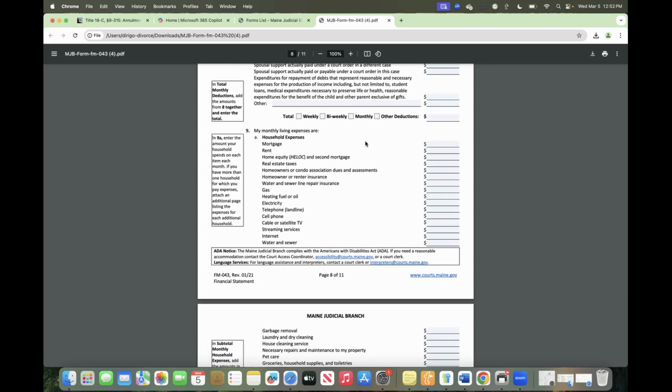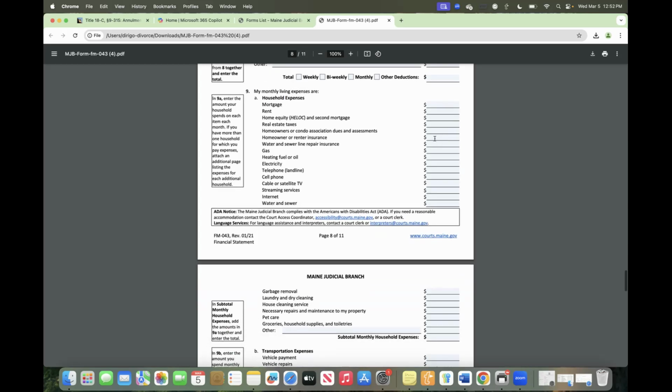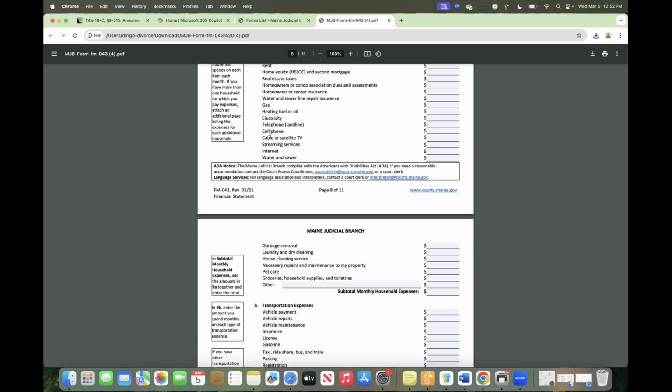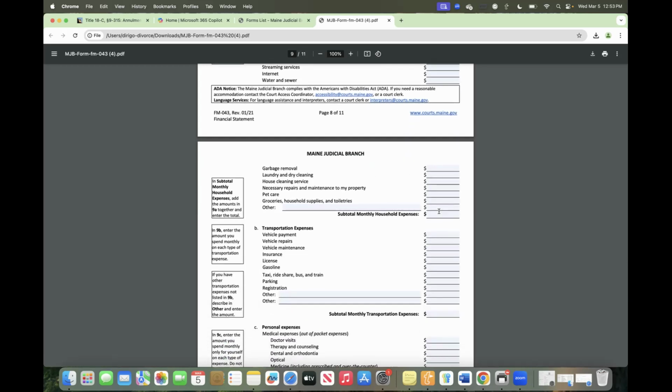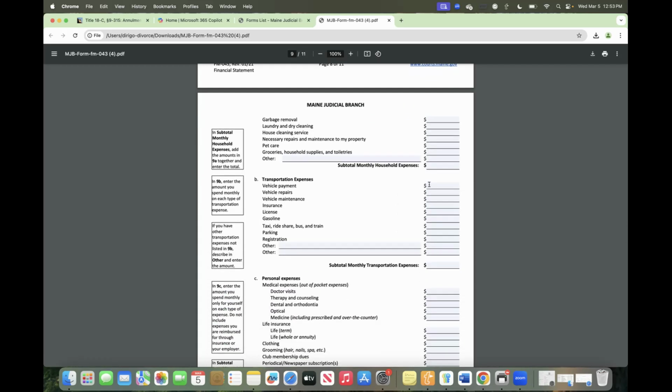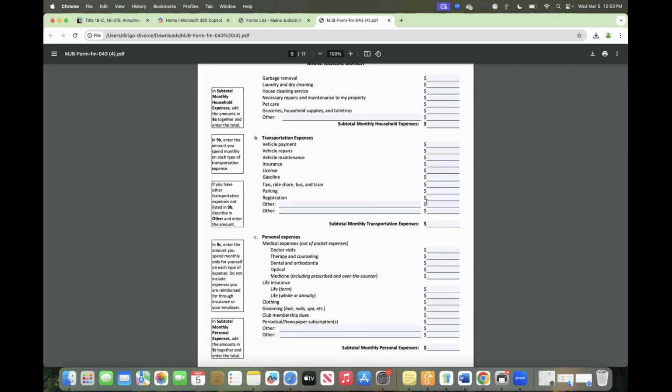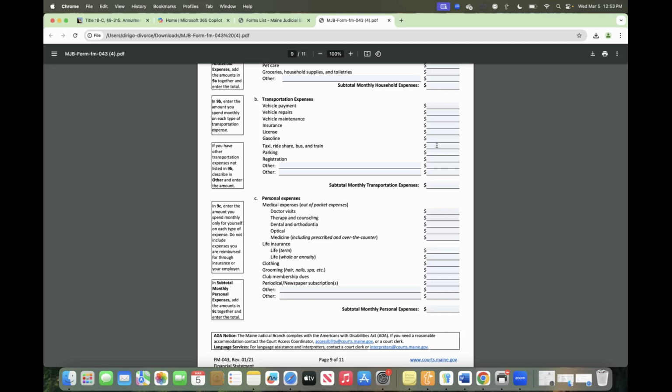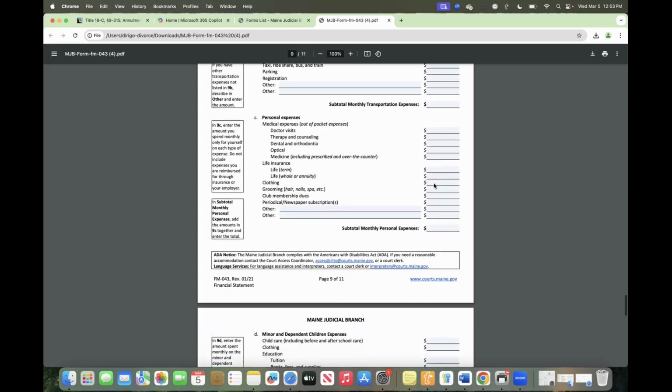Monthly living expenses, you're going to put down what your living expenses are per month for mortgage, rent, HELOC or second mortgage, real estate. And if any of this applies to you, find that information on the tax bill, the gas bill, your cell phone bill, and put that down here. They have added things for streaming services, for example, or internet. And again, you get a subtotal. Transportation expenses, how much you pay per month for vehicles, repairs, car insurance, gas. If you take ride shares, bus or train, you'd list that here. That gives you a subtotal.